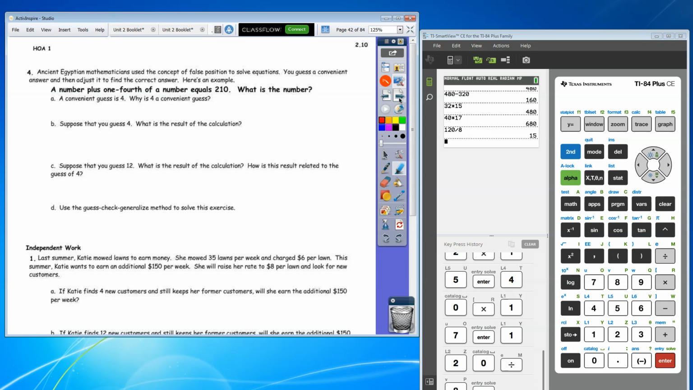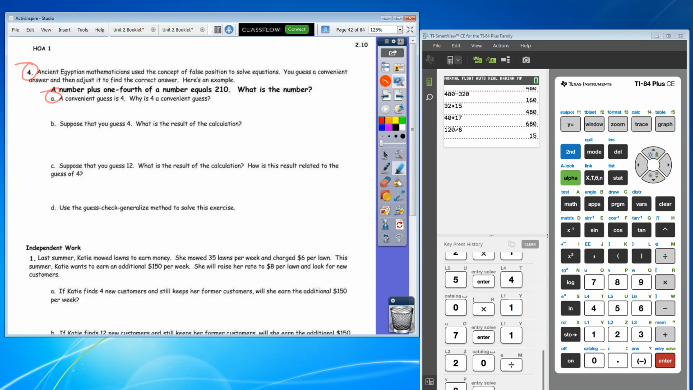All right, so what I would like for you to do is try number 4. An ancient Egyptian mathematician uses a concept of false position to solve equations. You guess a convenient number and then adjust it to find the correct answer. Here's an example. A number plus 1/4 of a number equals 210. What is the number? A convenient guess is 4. Why is 4 a convenient guess? Try it.